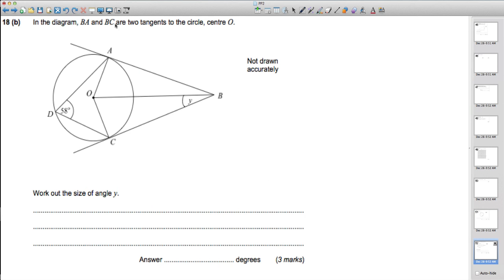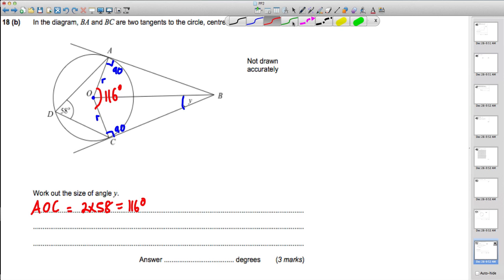Okay, in the diagram, BA and BC are two tangents to the circle. Work out the angle y. So we're asked to work out this angle here. Now, these are two tangents. You know this is a radius because it comes from the centre. This is a radius. When a tangent meets a radius, they meet at 90. And similarly here. Also, you know, this angle here, which I'm going to call AOC, angle AOC is double the angle at the edge. So it must be 2 times 58, which is equal to 116. So this angle here is 116 degrees.